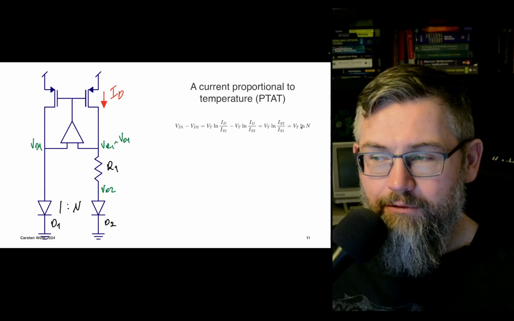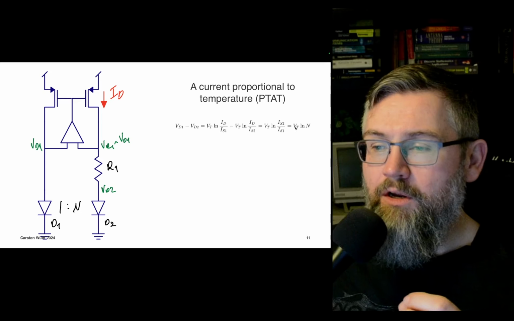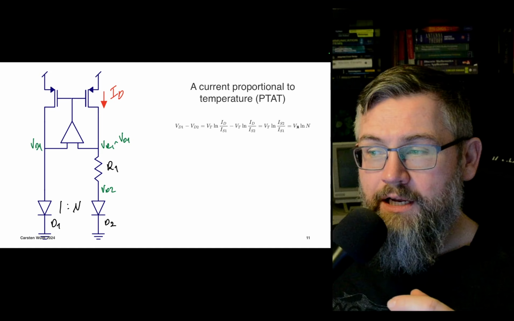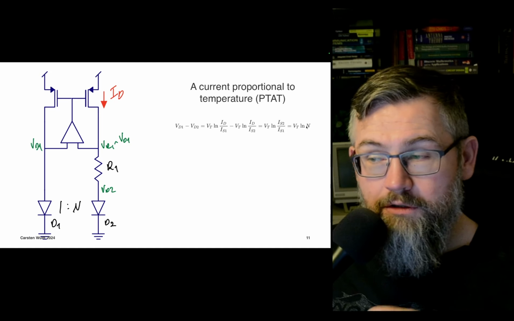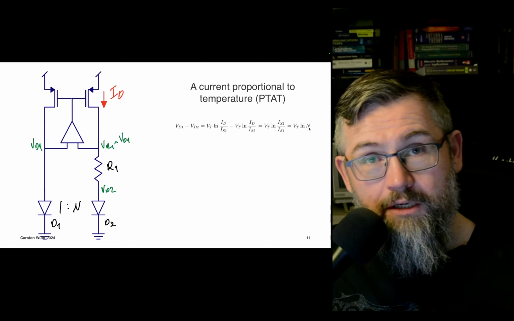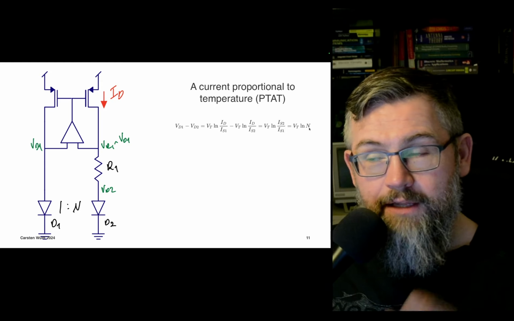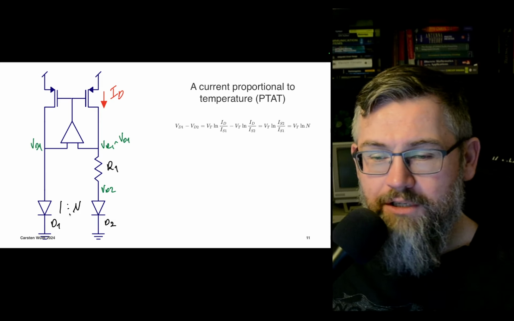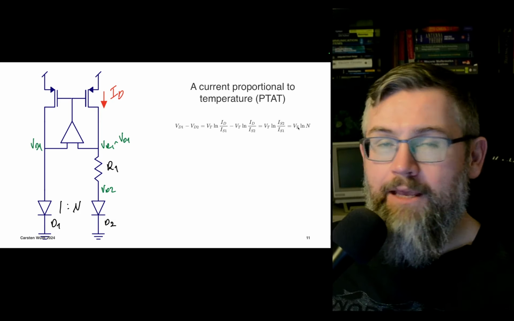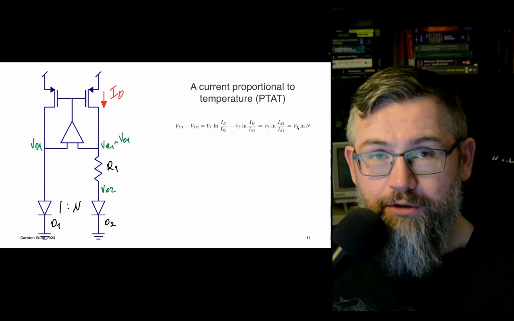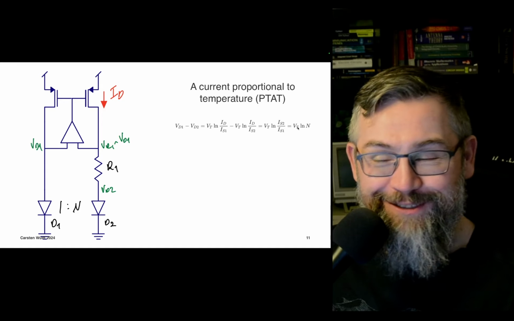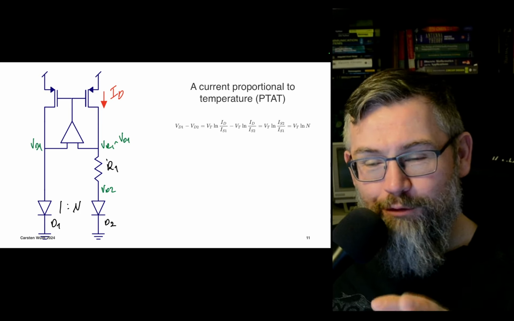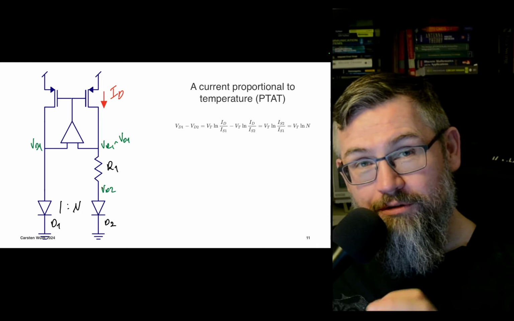And now we're left with a relationship where the difference between the two diode voltages is given by the thermal voltage times the logarithm of the size difference. And this is definitely proportional to temperature, right? Because ln of n is just given by the size difference between the diodes, and the thermal voltage, kT divided by q, has only one temperature in there. So we placed a voltage across the resistor that is proportional to temperature.